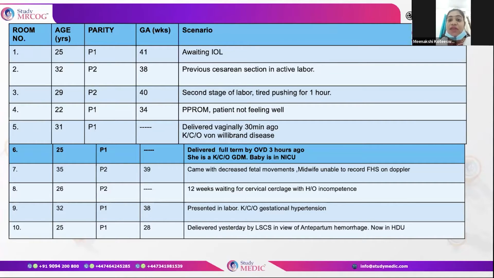Since it is a preterm case, we'd like to cover the antenatal corticosteroids to enhance the lung maturity. Plus, the patient's pregnancy needs to be terminated, should be taken up for an emergency cesarean section. And then we can go room-wise.